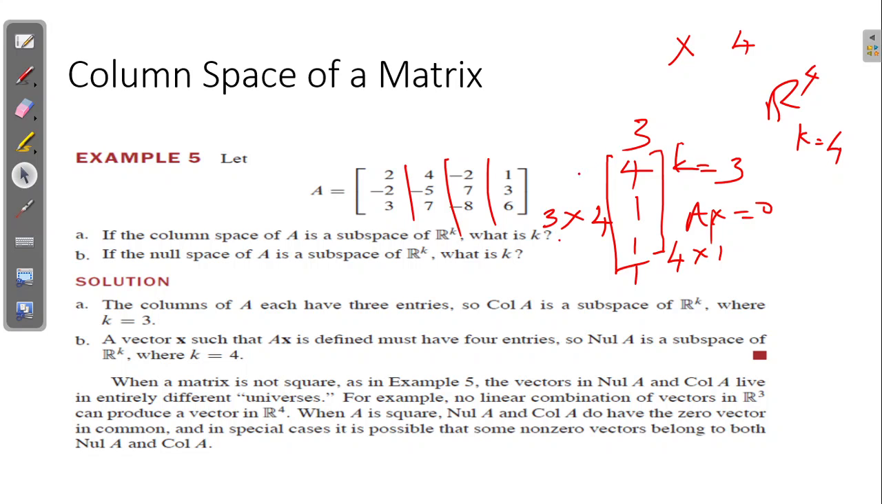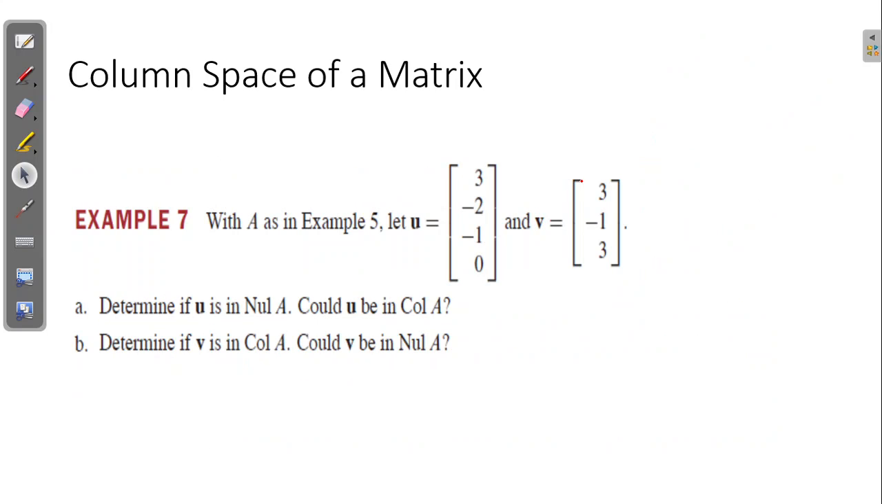Okay, that's about our column space. Now I am moving on to example 7. This example is for your self practice. So you write down this example and practice it in your notebook.